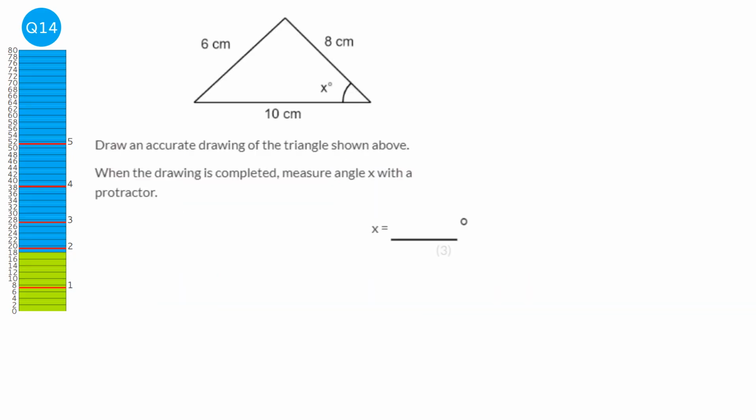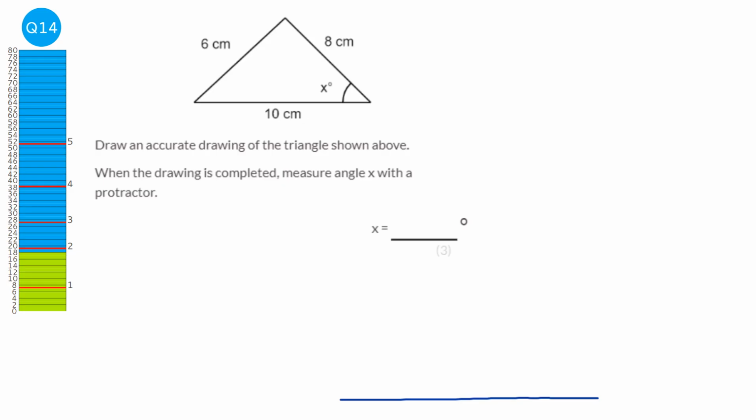You will need to use a paper and pencil to do this physically. You can't really do this on the computer. And make sure you have a ruler and a compass. So the first thing we're going to do is draw our 10 centimeter line. Then we get our compass, and we're going to measure 6 centimeters for the left hand side.